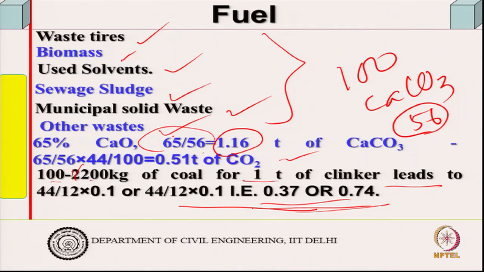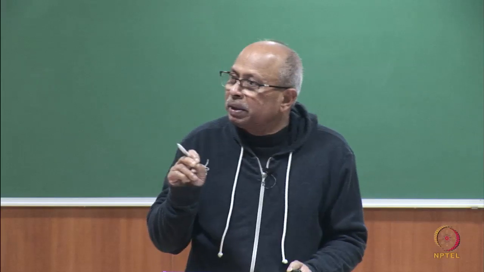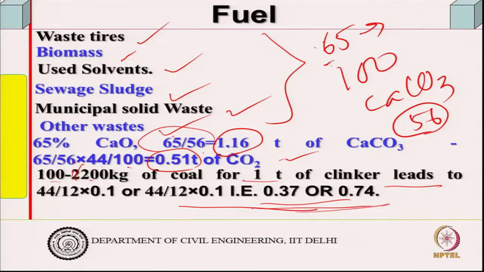So, this produces this, if you look at it, 65 by 56 into 44 by 100. So, it gives you about 0.51 ton, because from 100 kg or 1 ton of cement, you will have 0.65 calcium oxide. Corresponding to 0.65 calcium oxide, this divided by 56 will give you how much calcium carbonate is required, and from that much calcium carbonate you produce 44 by 100 carbon dioxide. So, therefore, this is the carbon dioxide that you produce from 1 ton of cement because of clinkerization.